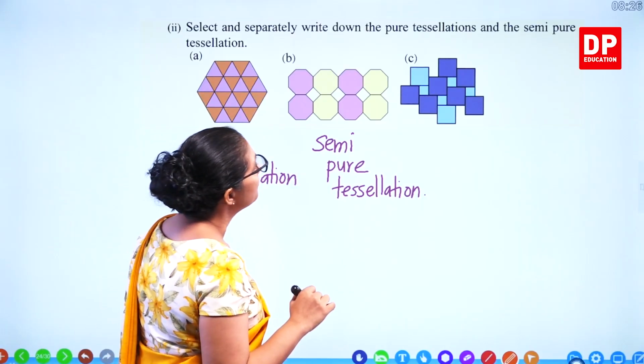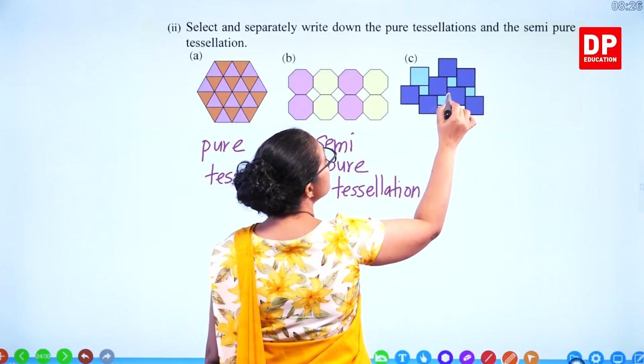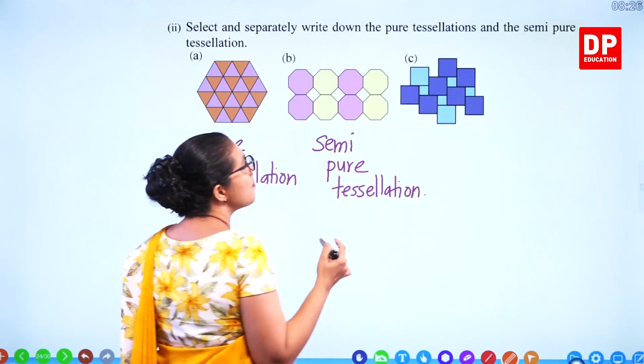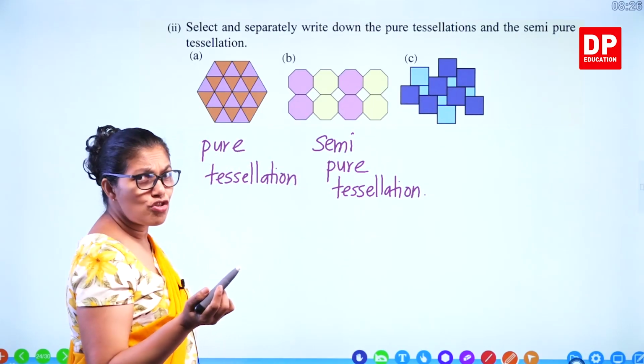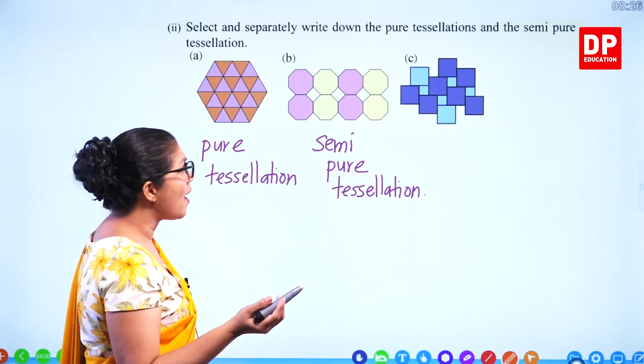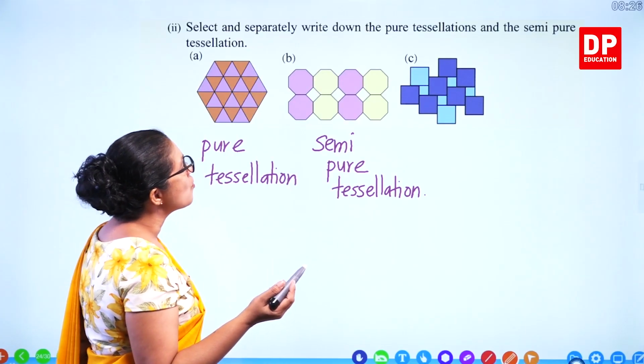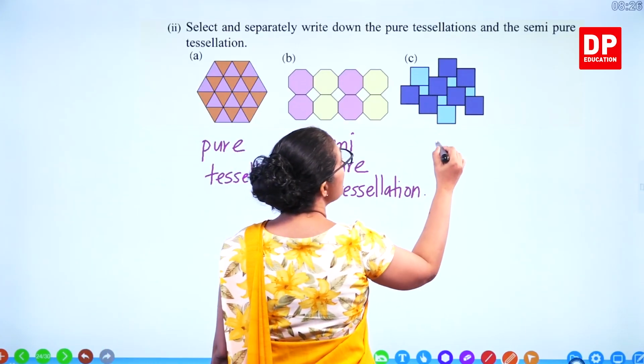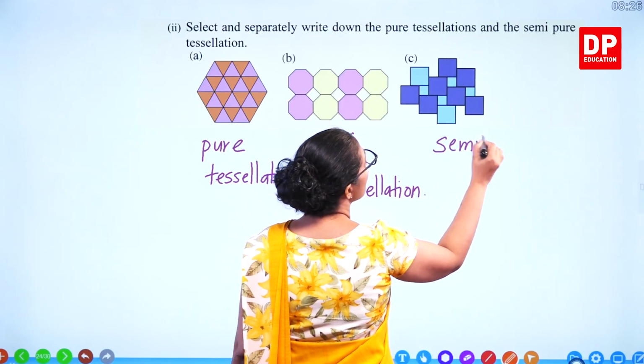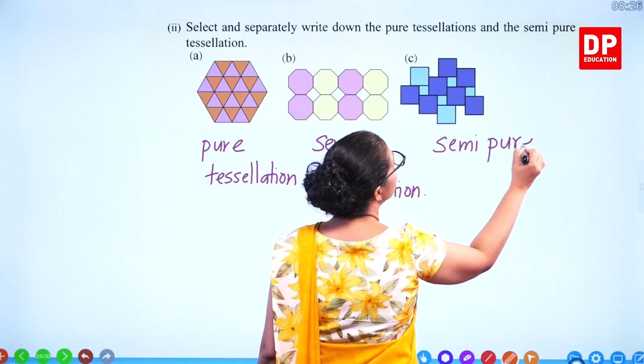What about this one? You get squares and small squares, but two different shapes. Even though those are squares, lengths are different. So we call this semi-pure tessellation.